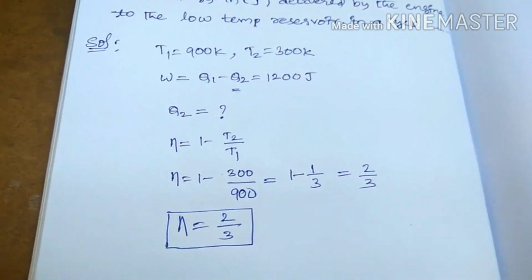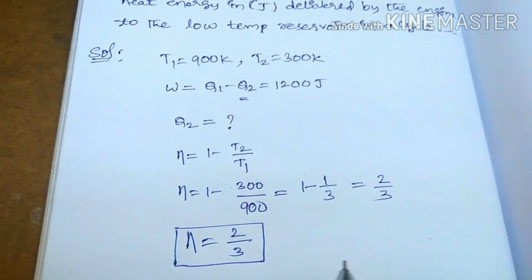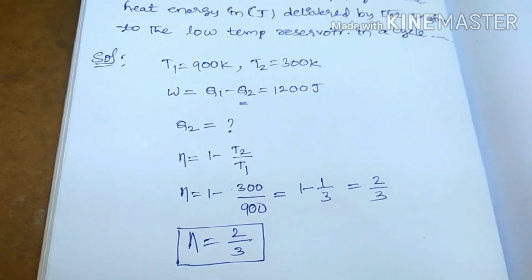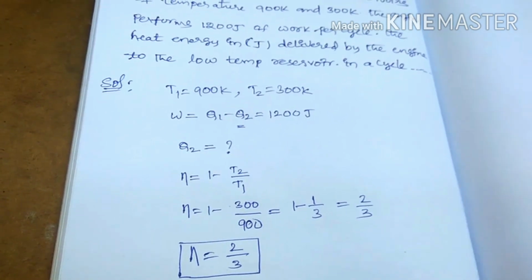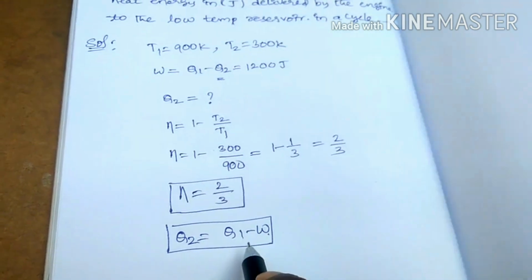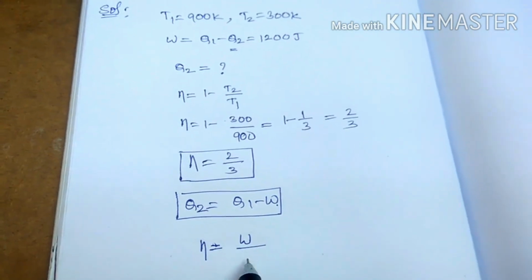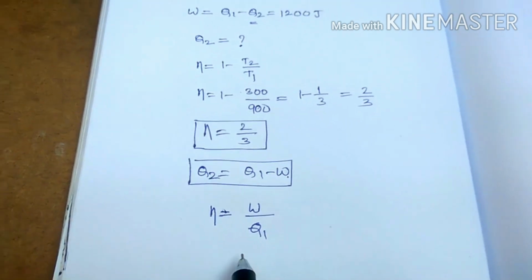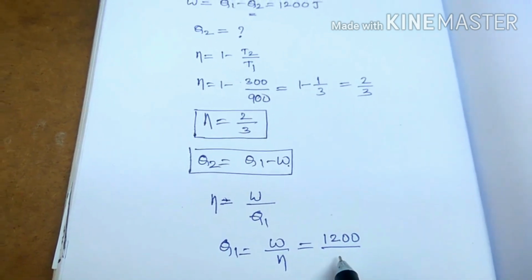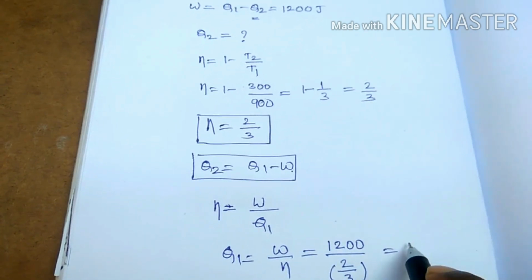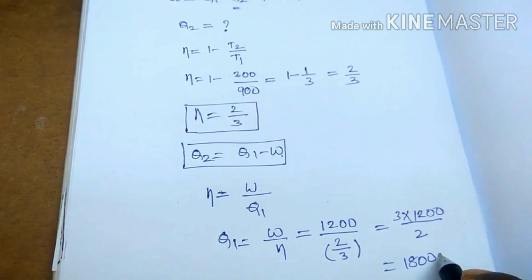So eta is equal to 2 by 3. Keep it, and we have to find Q1. Since W is equal to Q1 minus Q2, Q2 is equal to Q1 minus W. The W value is already given, 1200 joules, but how can we derive Q1? From the definition, the efficiency of the Carnot engine is work done upon heat energy supplied to the system. So Q1 is equal to W by eta, which is 1200 joules by 2 by 3, that is 3 into 1200 by 2. So Q1 is equal to 1800 joules.